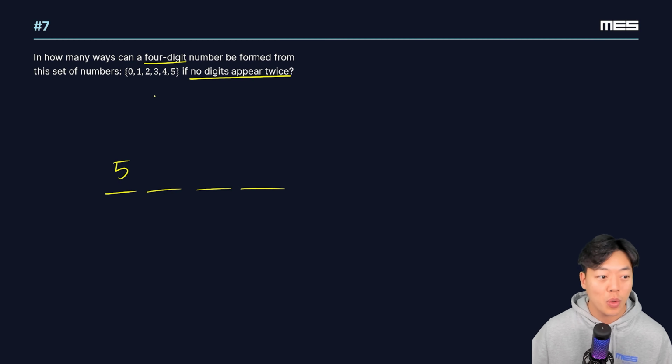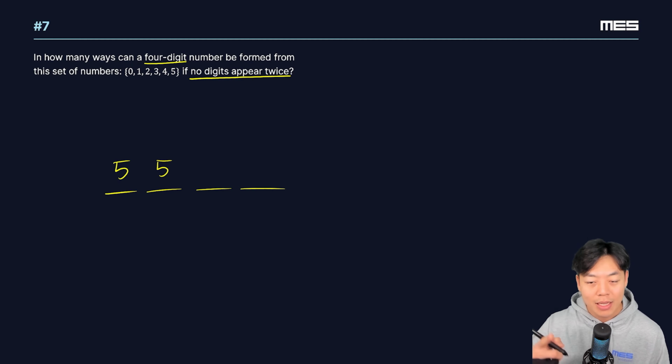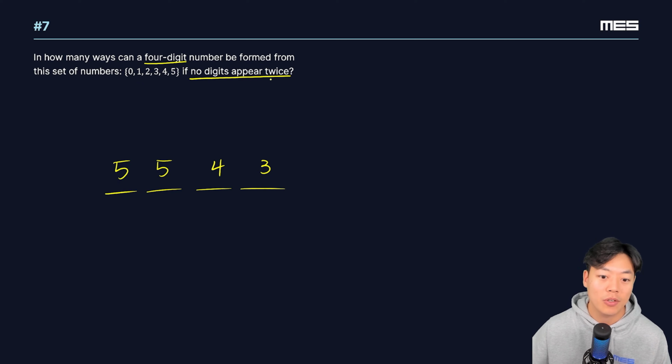Now that we've used one of 1 through 5, how many numbers can we use for this second digit? Well, we used 1 through 5, but 0 still exists. 0 can be put for this digit, so still 5 numbers can be used. And after that, we eliminate 1 at a time, 4, and now only 3 numbers can be used for this last digit because no digits appear twice. We multiply these out, and we get 300.